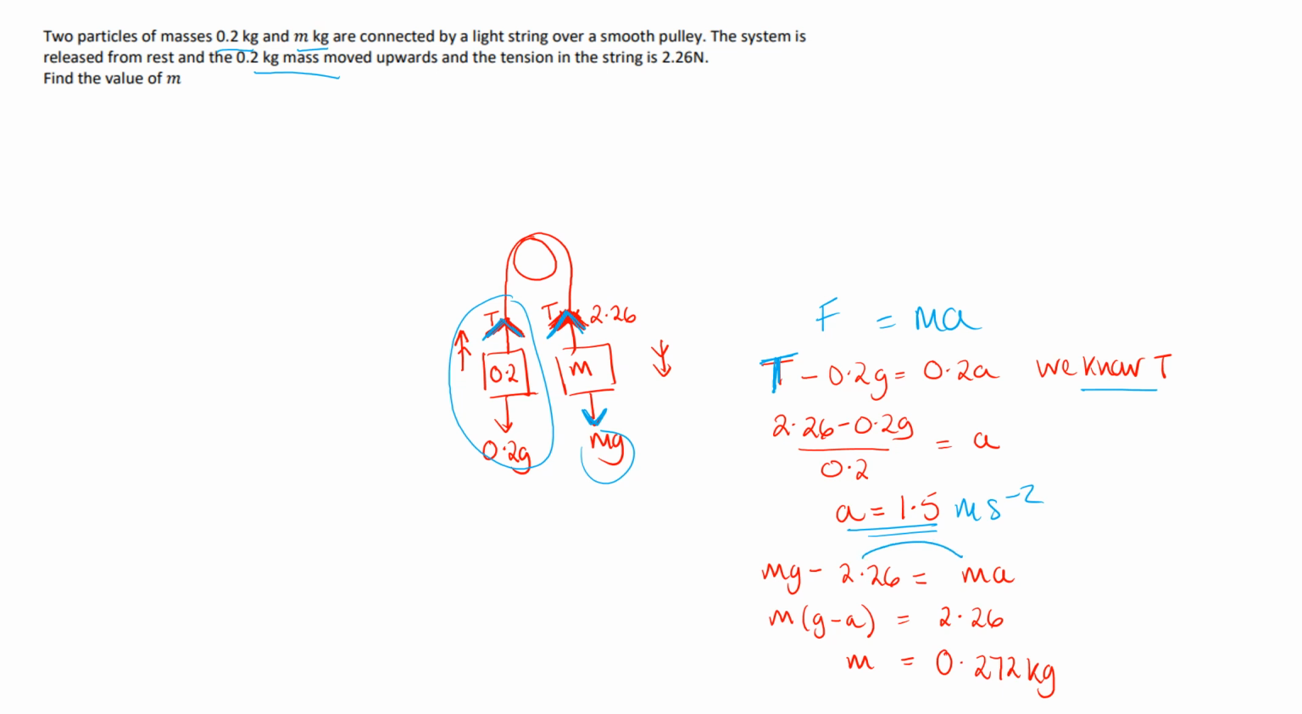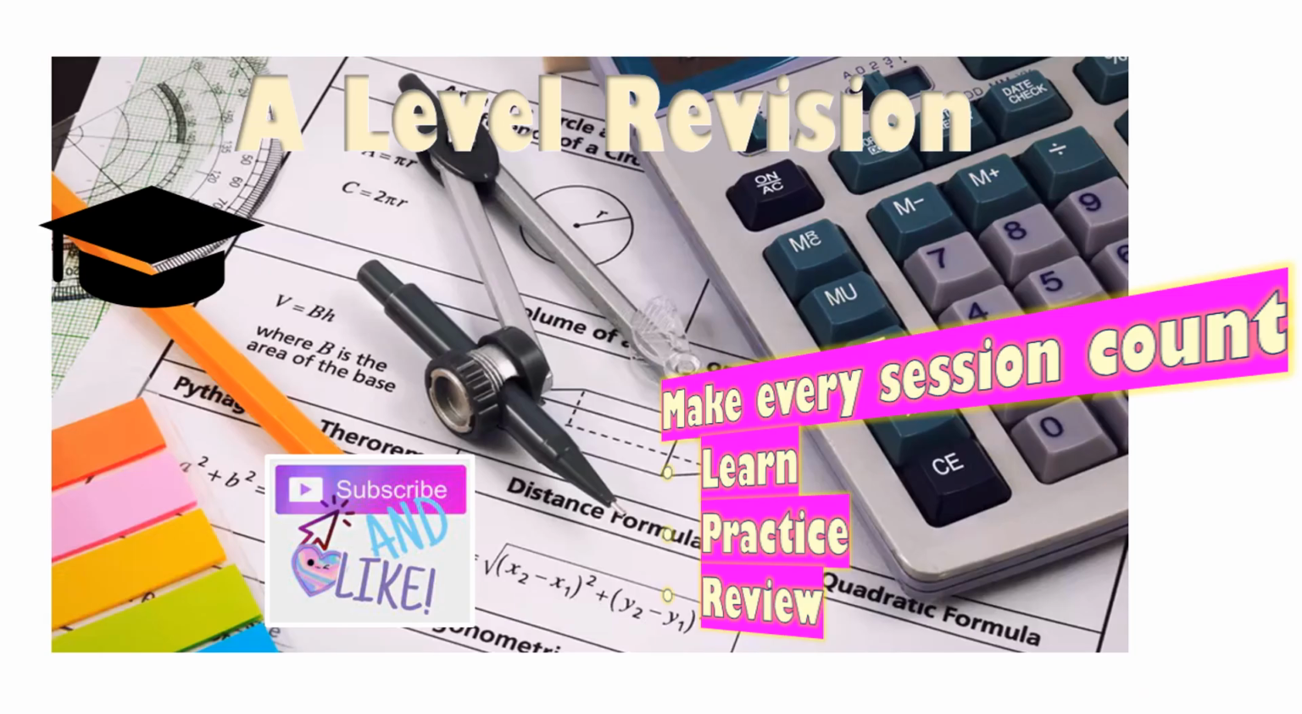Now all I've done here is taken that minus 2.26 to one side, the ma to the other side. You'd have mg minus ma. Taking m out that we need to find as a common factor, we'd get this next line. m times (g minus a) gives us the 2.26. g is just 9.8. The a is 1.5 that we found previously, and then just do 2.26 divided by the 9.8 minus the 1.5, and that gets you that answer there, and that's to 3SF 0.272 kilograms.